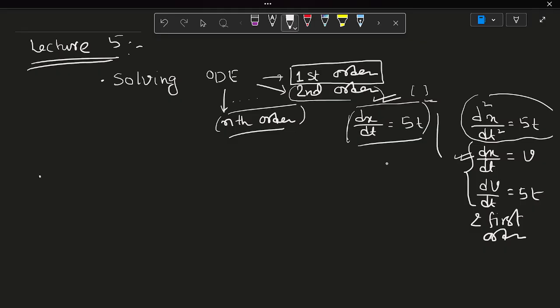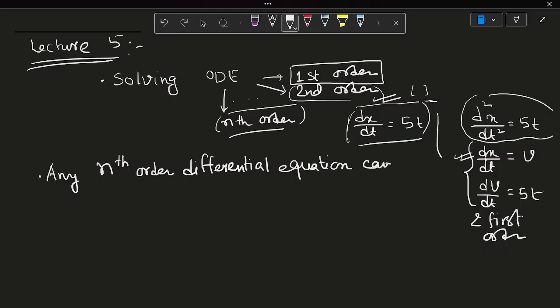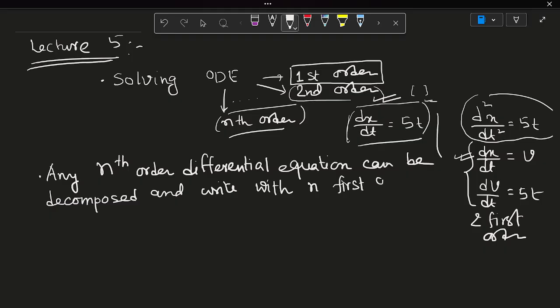So let me write it: any nth order differential equation can be decomposed and written with n first order coupled differential equations.